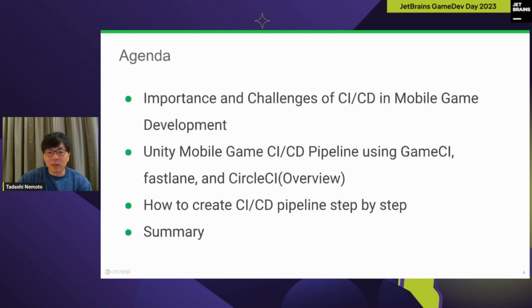This is agenda of this session. First, I will talk about the importance and challenges of CI/CD in mobile game development. Then I will explain the overview of Unity mobile game CI/CD pipeline using GameCI, FastLane, and CircleCI. After that, I will explain how to create this CI/CD pipeline step by step. Finally, I will summarize key points and there's time for Q&A. So if you have any questions, I will answer them during that time.